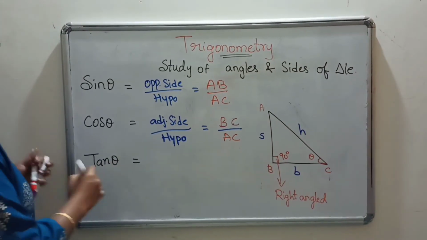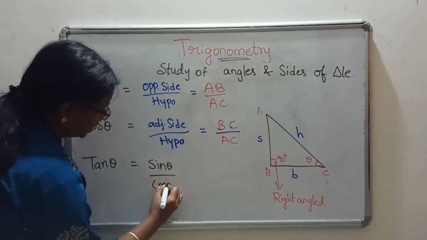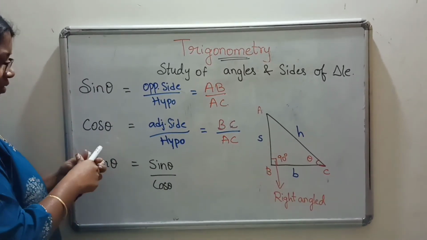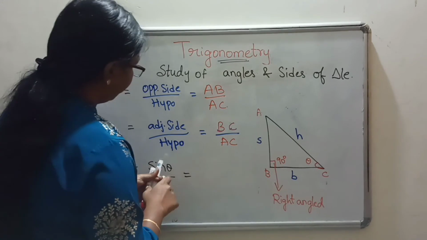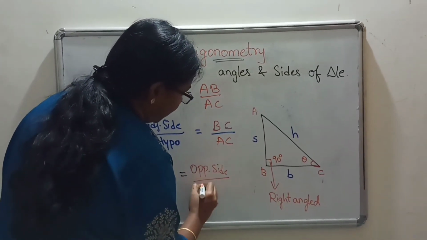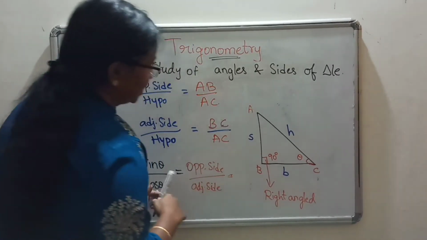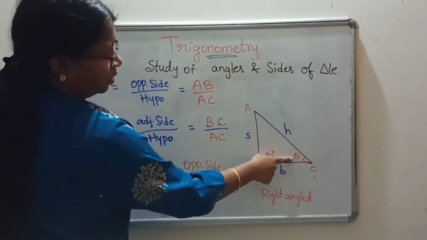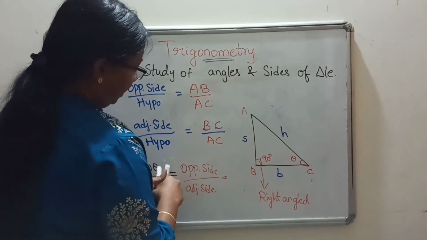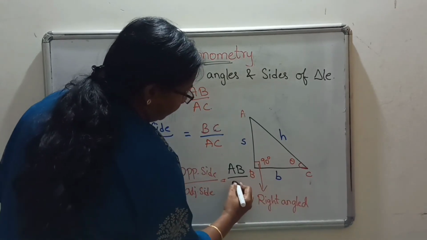Next, tan theta. Tan theta is sin theta by cos theta. Sin theta is opposite side by hypotenuse, and cos theta is adjacent side by hypotenuse. So it becomes opposite side by adjacent side. The opposite side, as I have told you, is the opposite side of theta, which is AB, by the adjacent side, which is BC.